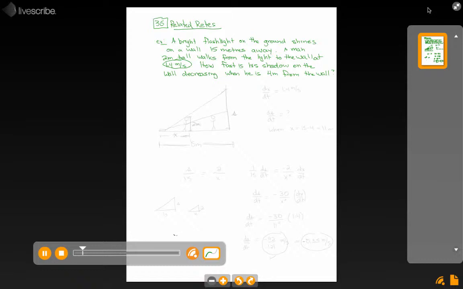Definitely a situation where I need some kind of a picture because it's hard to even imagine what's going on here. I've got a light, it's sitting on the ground. I've got a wall over here that's 15 meters away. So the distance here is 15 meters. That light is shining on the wall, so it's going to create some kind of a bright spot there. But then I have a man here that's in the way, who's walking along, and he is 2 meters tall. And he's walking along in that direction at 1.4 meters per second.